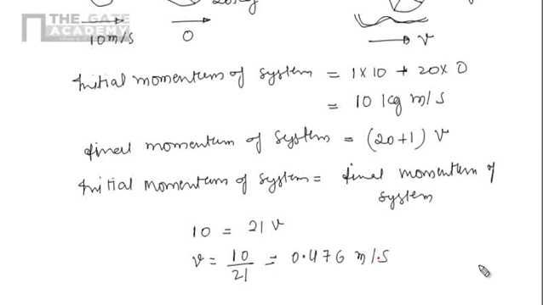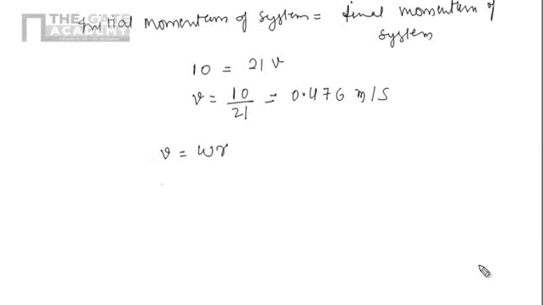0.476 meter per second. So it's a linear velocity, but here we are interested in angular velocity. So we know the relation between linear and angular velocity is nothing but V equals omega r. So omega is V by r. We know the radius of the wheel, that is 1 meter. So 0.476 divided by 1, so we will get 0.476 radian per second. So this one is the correct answer for this problem. The angular velocity of wheel immediately after the impact will be 0.476 radian per second.